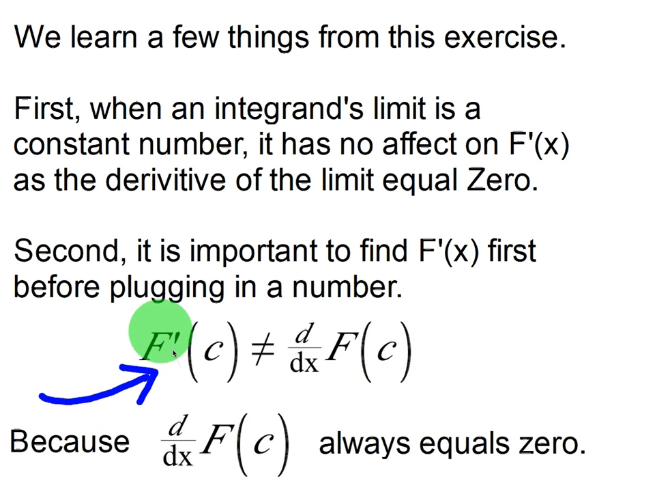Again, step 1 here is to find the antiderivative, same as here. But step 2 is to derive that. So you're taking the derivative function. Step 3 is to plug in the constant. Over here, step 2 changes. You plug in the constant first, and then you take the derivative. It doesn't work that way. It's always 0. Because the dx of big F of c always equals 0.